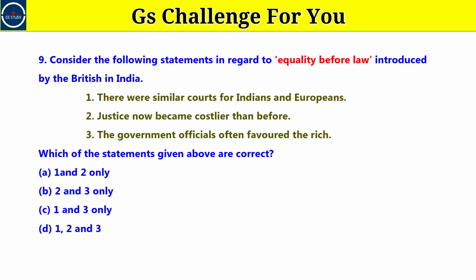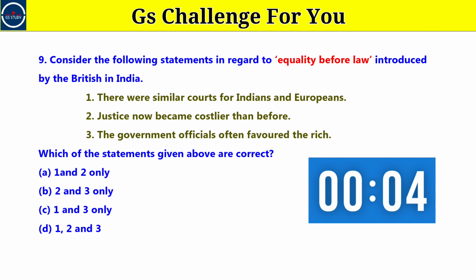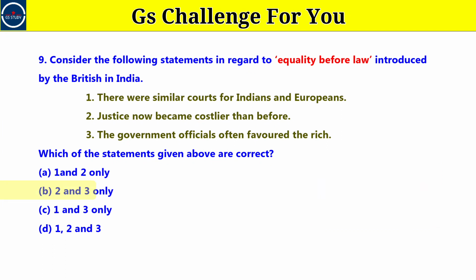A. 1 and 2 only. B. 2 and 3 only. C. 1 and 3 only. D. 1, 2 and 3. Correct answer: B. 2 and 3 only. There were separate courts and even laws for Indians and Europeans. In criminal cases, the Europeans could be tried only by European judges.